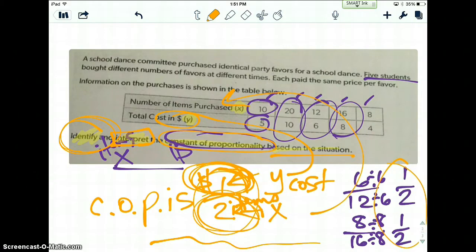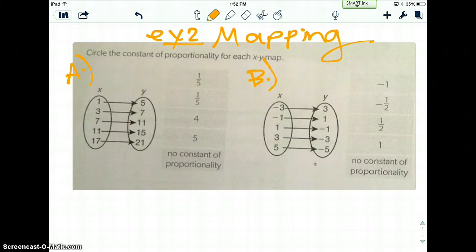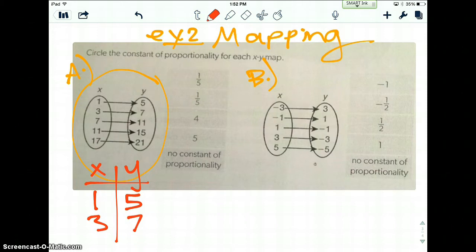I have one more problem here, and this one you can label as example 2, label it mapping. Okay, some of you have seen this before because you're good at watching the videos. So in example 2, I have a part A and I have a part B. Okay, so go ahead and redraw out this map, and I guess we can redraw it in a little bit different of a way. This is just an XY table. It just looks a little different. So I have an X value of 1 and a Y value of 5, X value of 3, Y value of 7, X value of 7, Y value of 11.